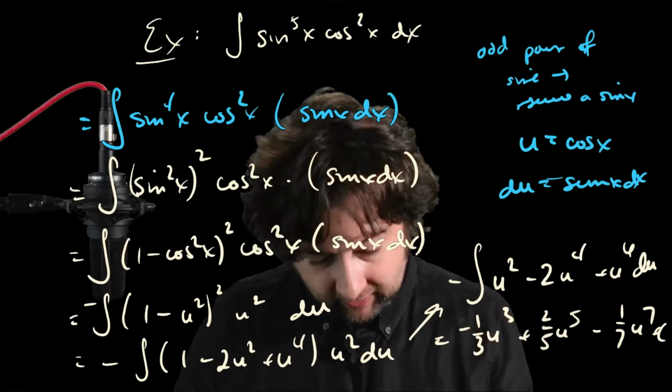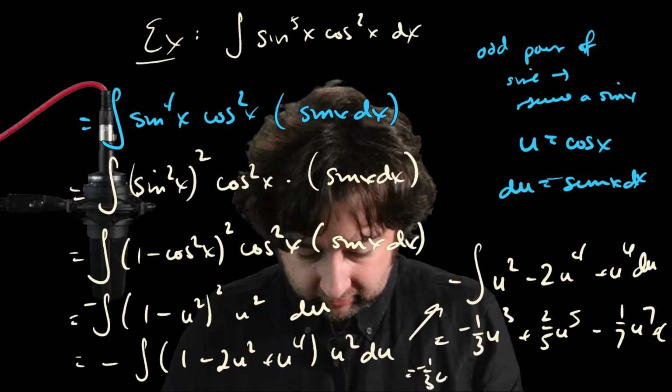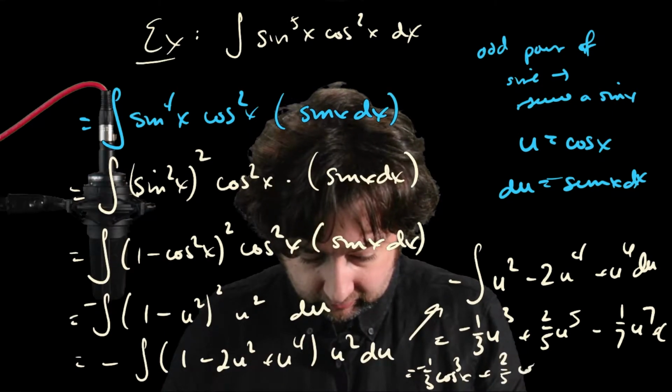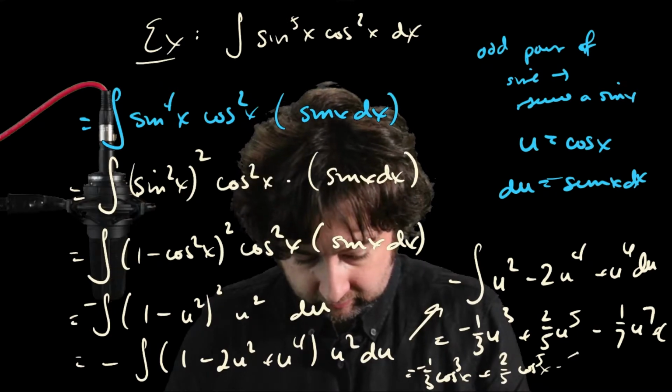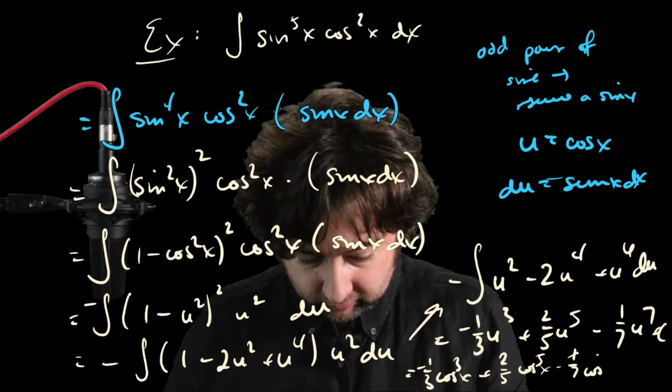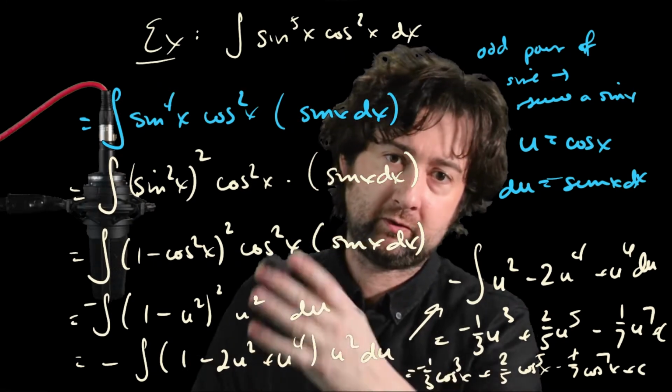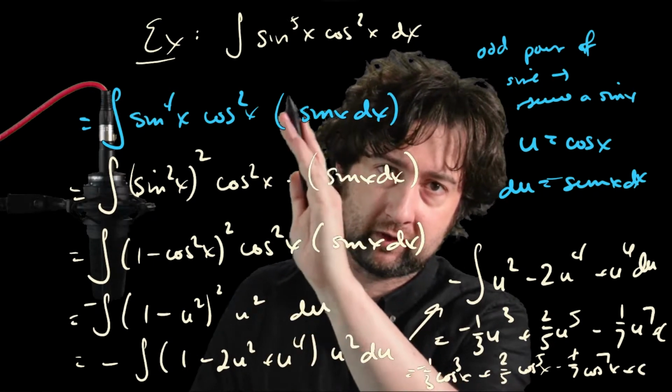And then substituting back, you'll get minus 1/3 cosine to the third of x plus 2/5 cosine to the fifth of x minus 1/7 cosine to the seventh of x plus c. So typical example of how it works when you have an odd power of either sine or cosine.